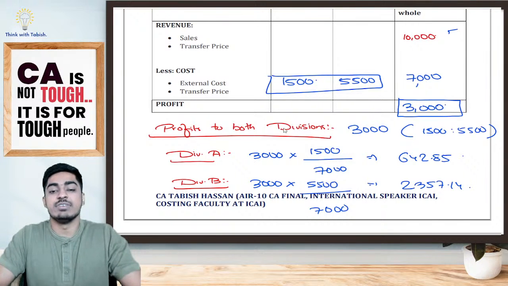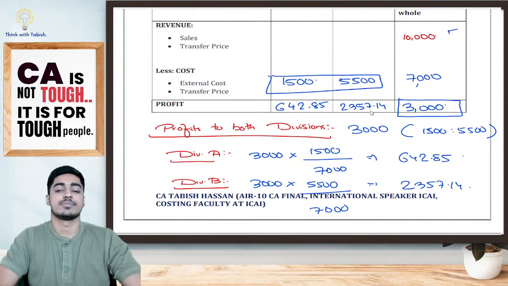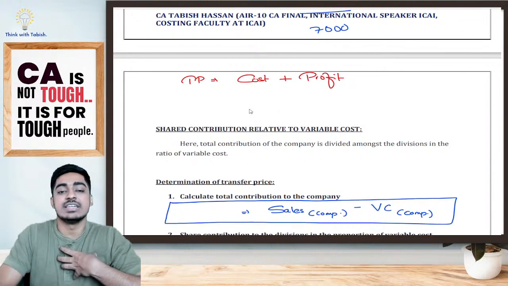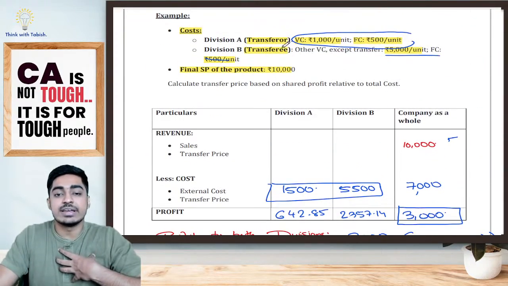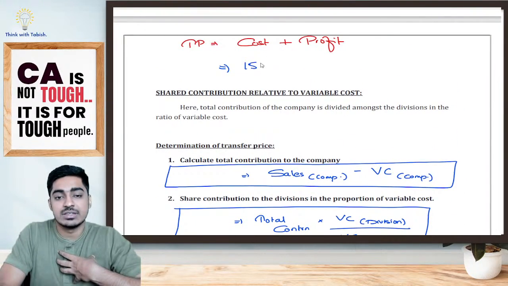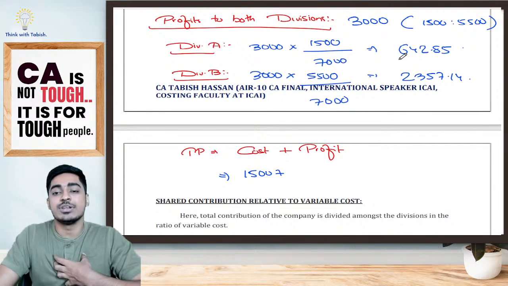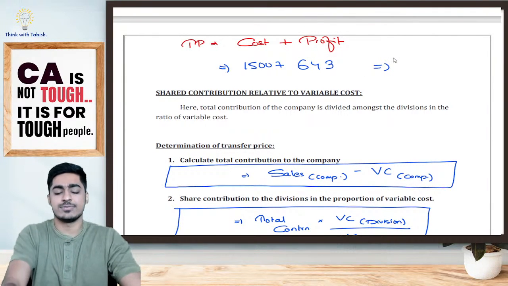So we'll tell division A, don't worry, we will give you a profit of 642.85. To division B, ultimately you'll be earning a profit of 2357. Now division A is asking, so what will be my transfer price? We are telling division A, how much cost have you incurred? Division A, Android, is telling I have incurred a variable cost of 1,000, fixed cost of 500. So total cost I have incurred is 1,500. We are telling yes, 1,500 is the cost that anyway you recover. Additionally, as a profit, you recover 642.85. We'll take it as 643, for rounding off.